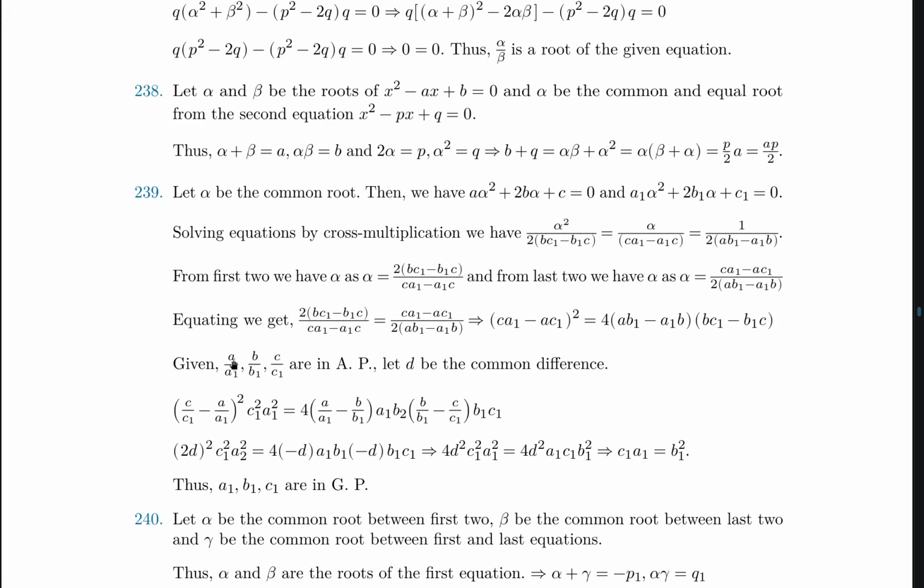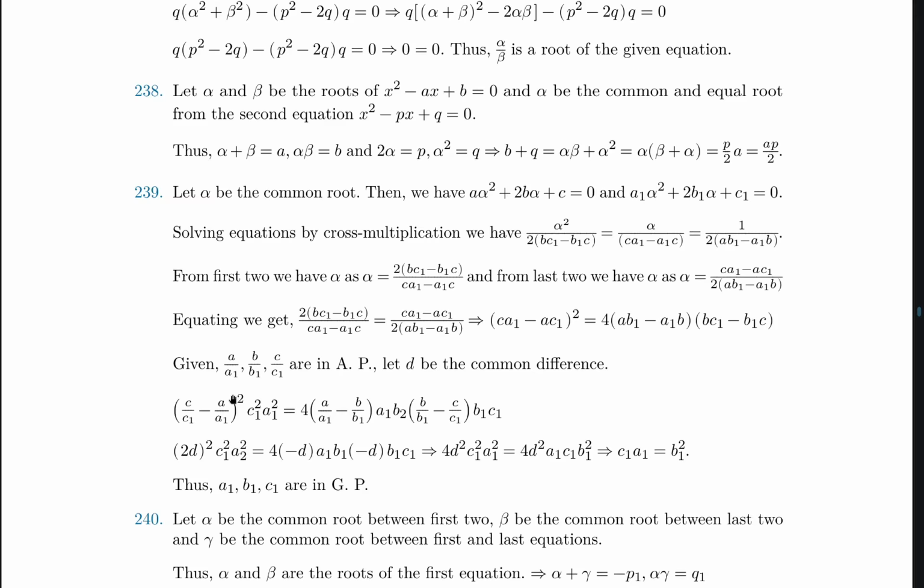Now given that a by a1, b by b1, c by c1 are in AP, and we let d be the common difference, then (c by c1 minus a by a1) into c1 square a1 square is equal to 4 into (a by a1 minus b by b1) a1 b1 into (b by b1 minus c by c1) b1 c1, and then you simply solve this problem. Once you solve this, you eventually get c1 a1 is equal to b1 square. So that's it, that's the sum.